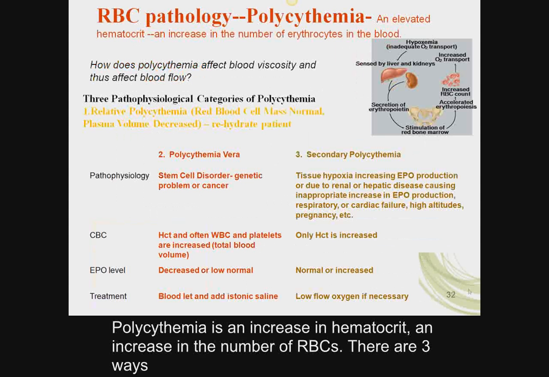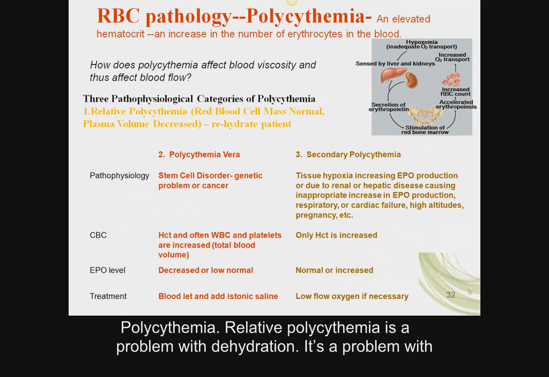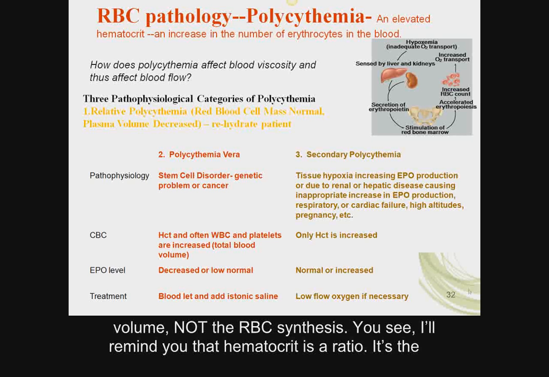Polycythemia is an increase in hematocrit, an increase in the number of red blood cells even. There are three ways a person can present with polycythemia. The first one I want to address is relative polycythemia. Relative polycythemia is a problem with dehydration. It's a problem with volume, not red blood cell synthesis.